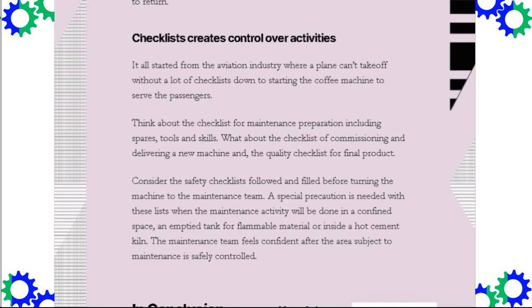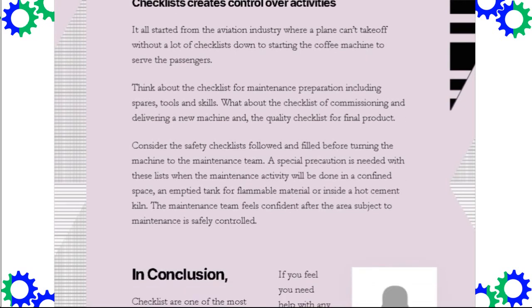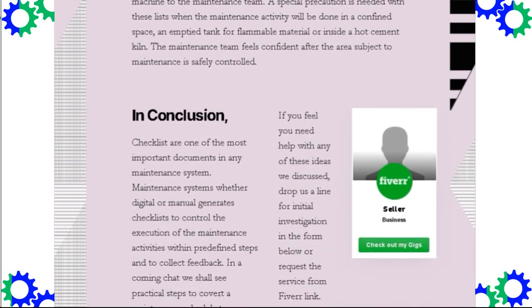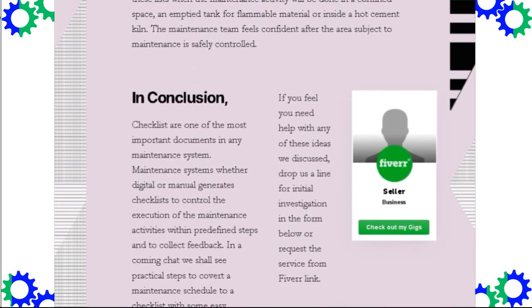So in conclusion, the checklist is one of the most important documents in maintenance. You should not take it lightly. You should not overlook it, filling it, or if it is not filled on time and so on. Everything needs to be taken care of in the maintenance checklists. That's very important to ensure the health and the continuity of your maintenance system.